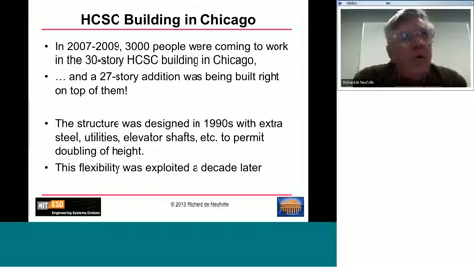Now, you can only do that if you had done something right in the first place, and in this case, the structural design, about 20 years ago, included extra steel, utilities, elevator shafts, and so forth, to permit that doubling of the height. In short, the building was created with the flexibility to double in size. This flexibility was only exploited a decade later.